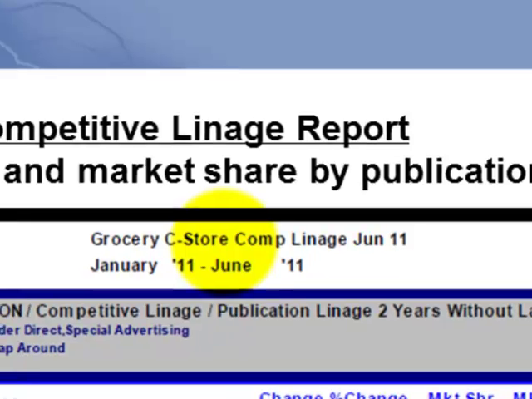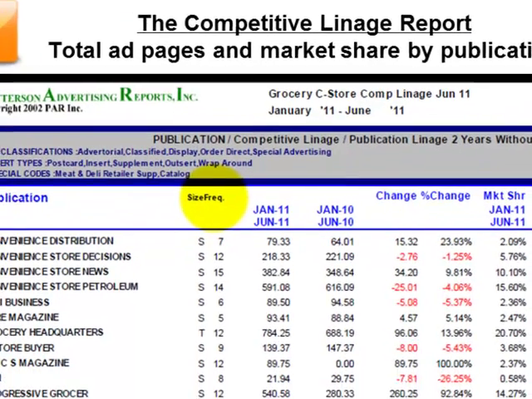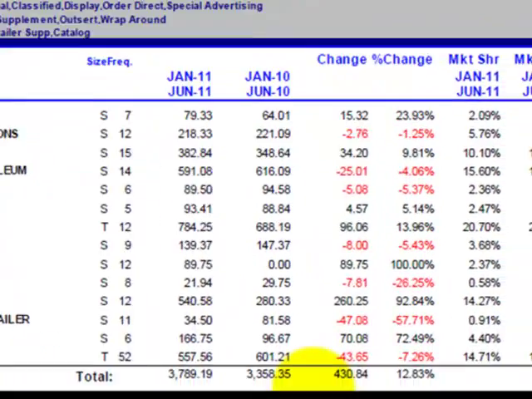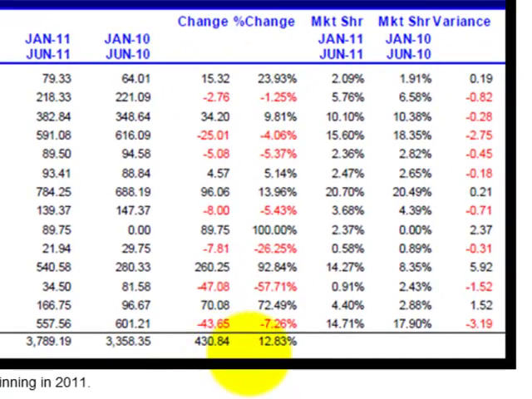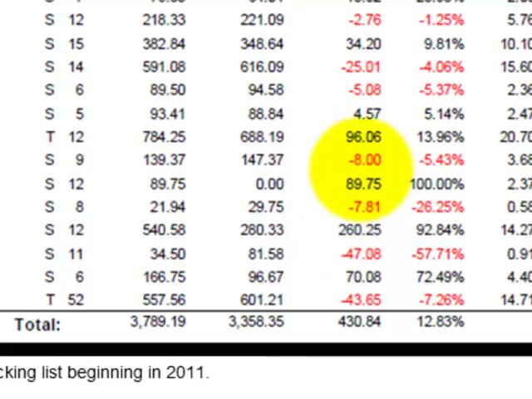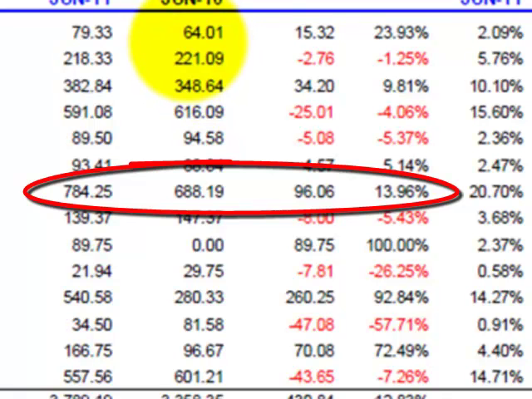This is showing the grocery and C-store market, and it's comparing January through June 2011 to January through June 2010. The first observation is they're up 430 pages, 12.83%. Even though we have NACS magazine listed here with 0 for 2010, there is some significant change with Progressive Grocer. We show them up 260.25 pages, and Grocery Headquarters at 96.06. Those are significant increases from last year versus this year.